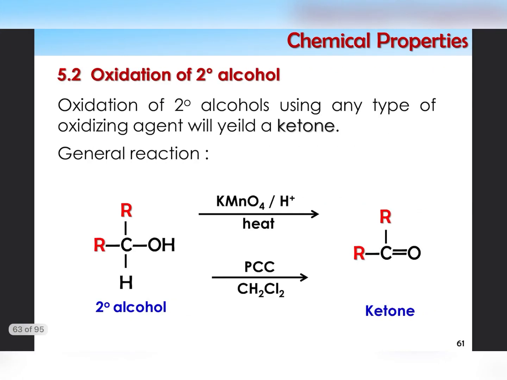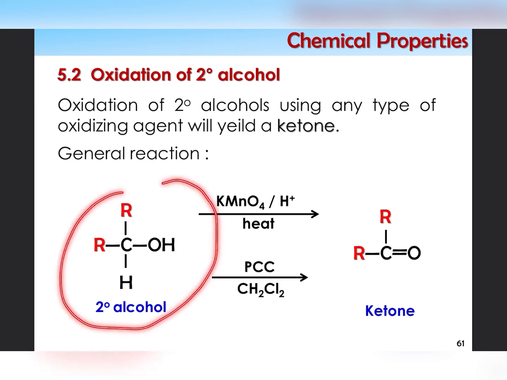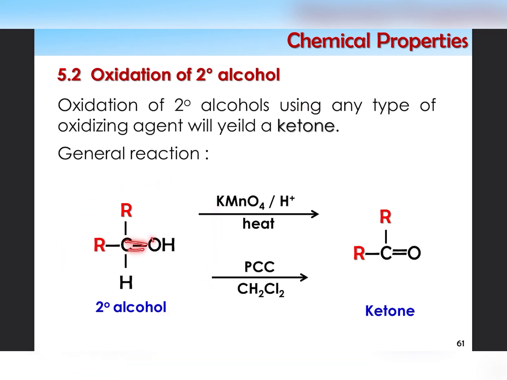Okay, so next kita tengok oxidation of secondary alcohol. So secondary alcohol pula, tak kisahlah kamu guna any oxidizing agent, dia akan dapat ketone. So, secondary alcohol, okay, so C double bond O, alkyl group sebagai dia punya kaki. Okay, so tak akan dapat produk lain lah, dia akan dapat ketone sahaja. Tak kisahlah kamu guna strong ataupun mild oxidizing agent.